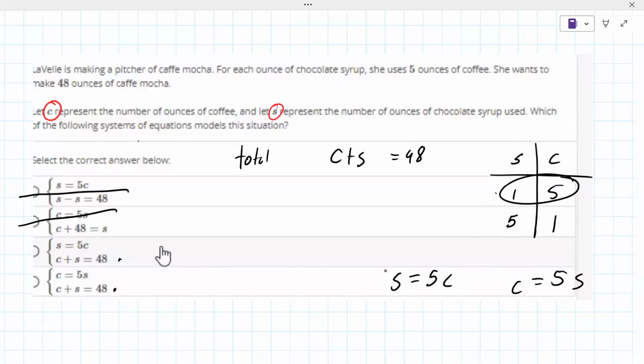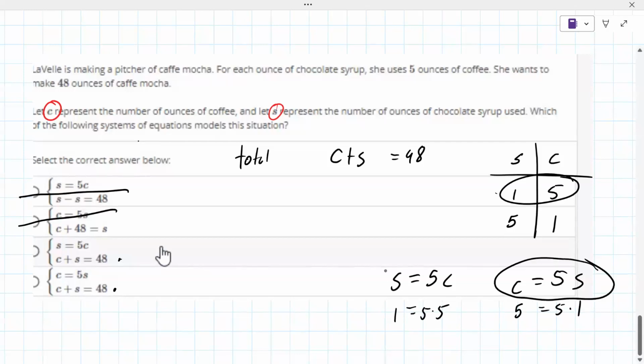Oh, no. That's how you do it. You say, okay, well, let me put the numbers in. So, does one equal 5 times 5, or does five equal 5 times 1? So you know that this is the correct equation, which means that it is letter E. You have to be able to do this on your own. That's the only way you're going to be successful in this part of the course. Okay.